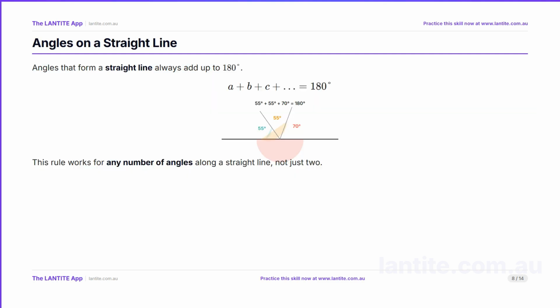Angles on a straight line always add up to 180 degrees. This works whether you have 2 angles, 3 angles, or more. As long as they sit along a straight line, their total must be 180 degrees. This is an extension of supplementary angles and is one of the most useful rules for finding missing angles.